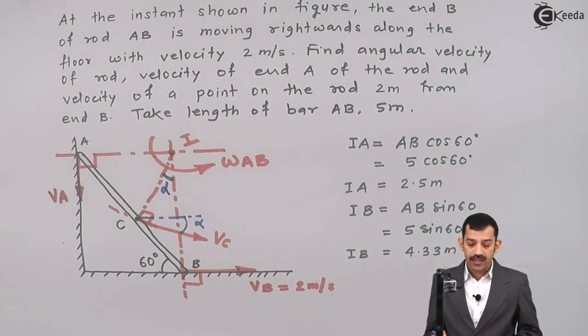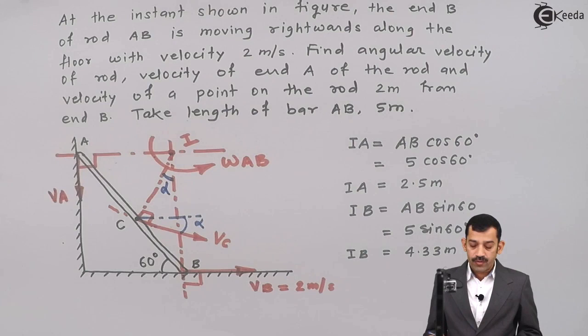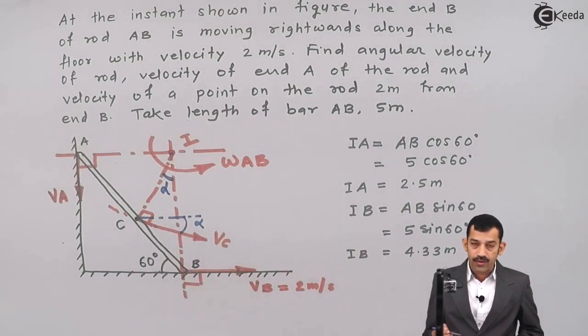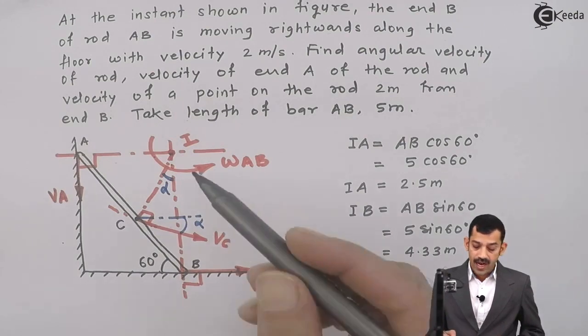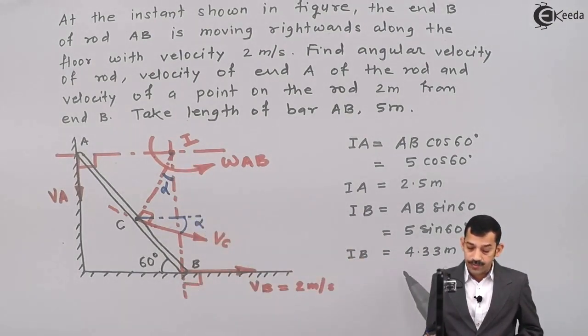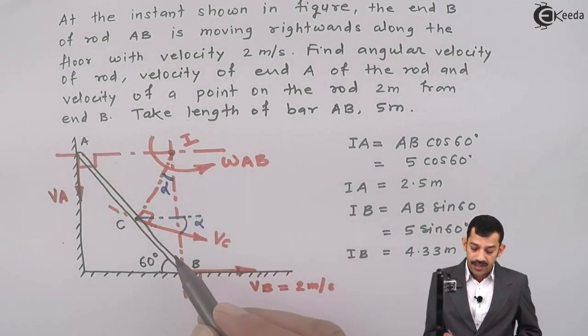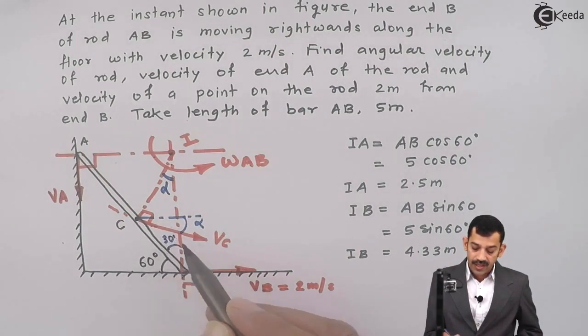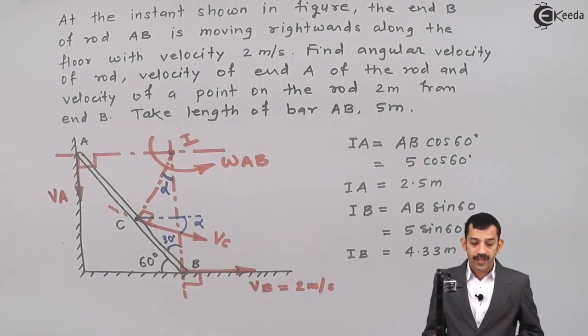Then applying the single equation V equal to R omega, we will get all linear velocities as well as all angular velocities. For that, if you want to find length IC, in triangle IBC you know length BC equal to 2 meter, and you know length IB equal to 4.33 meters. Now using IB and BC length and this angle, as this one is 60, that means this angle is 30 degree. In triangle IBC we'll use cosine rule, and using cosine rule we'll find out length IC.